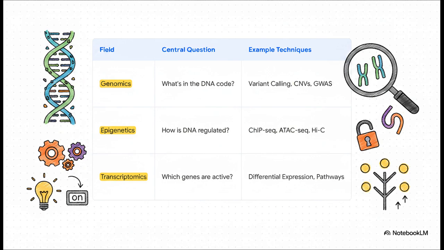So you can pretty much break down the whole world of NGS into 3 main fields, and each one asks a totally different kind of question. First, you've got genomics. That's asking what's actually written in the DNA. It's the blueprint, the permanent code. Then there's epigenetics. This asks, how is that code being regulated? Think of these as the light switches that turn genes on or off. And finally, transcriptomics. This one asks, okay, but which genes are active right now? It gives you a perfect snapshot of what a cell is doing in that exact moment.